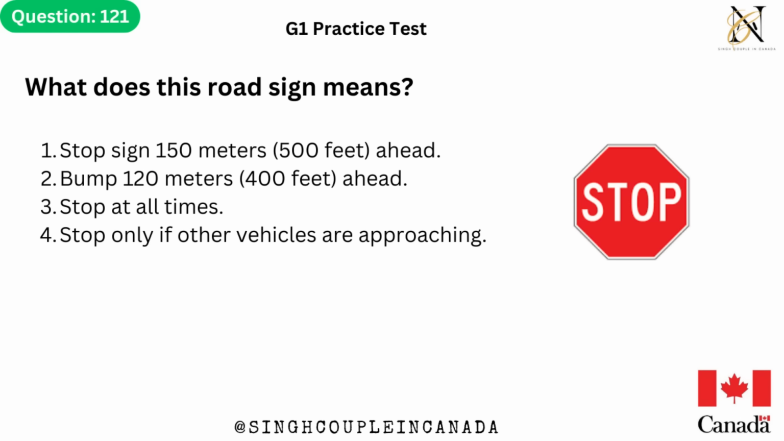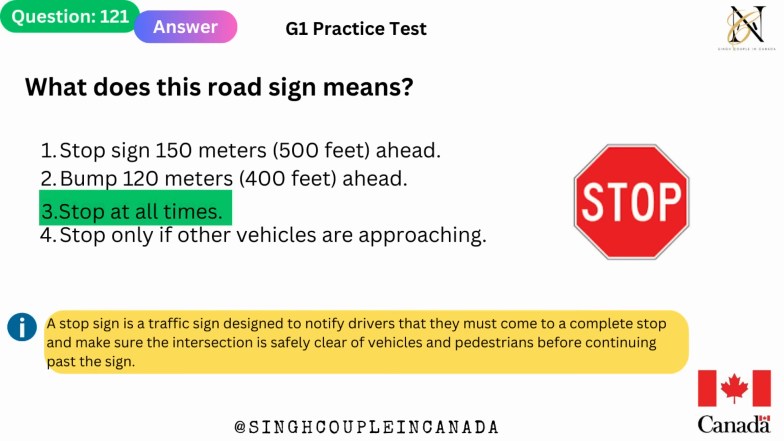What does this road sign mean? 1. Stop sign 150 meters, 500 feet, ahead. 2. Bump 120 meters, 400 feet, ahead. 3. Stop at all times. 4. Stop only if other vehicles are approaching. The answer is 3. Stop at all times. A stop sign is a traffic sign designed to notify drivers that they must come to a complete stop and make sure the intersection is safely clear of vehicles and pedestrians before continuing past the sign.